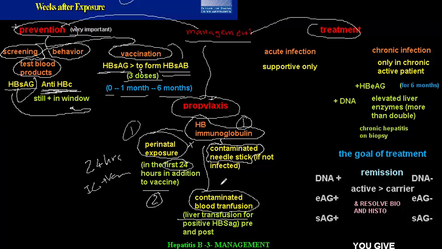The second case, B, this is A here. B: if we have a contaminated blood transfusion, we transfuse blood and we find out that it is contaminated with hepatitis B.